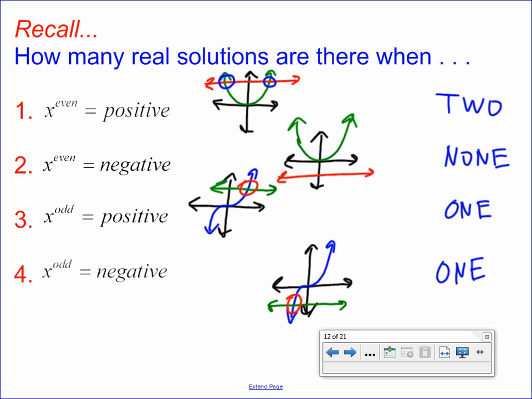Awesome. I think I'm going to put 0 real solutions here. I don't want the none and the 1 to overlap. It's the little things.